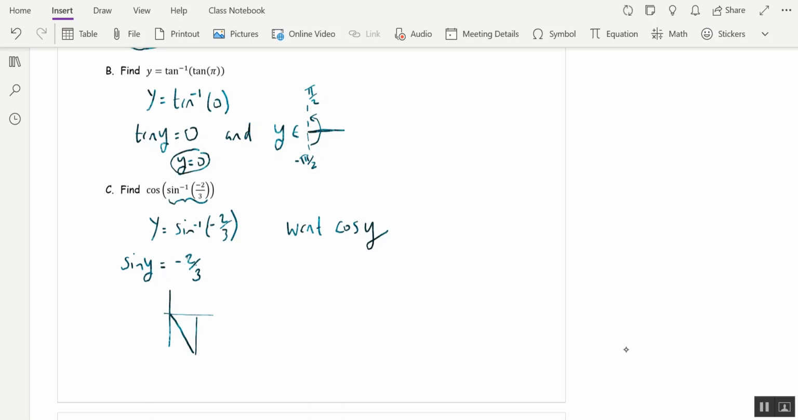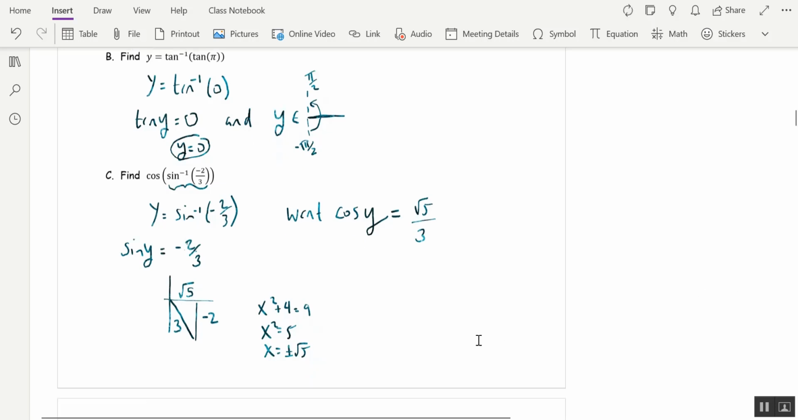Now, sine is opposite over hypotenuse. So the opposite side is negative 2, the hypotenuse is 3, and I can fill in the missing side using the Pythagorean theorem. x squared plus 4, because negative 2 squared is 4, equals 9, so x squared is 5, so x is plus or minus root 5. Now, since I'm in quadrant 4, x is positive, so this is root 5. All right, and now it's a piece of cake. Cosine of y is adjacent over hypotenuse, root 5 over 3.